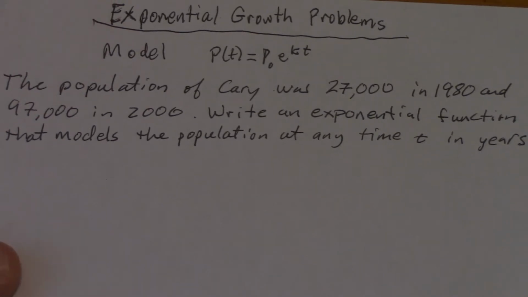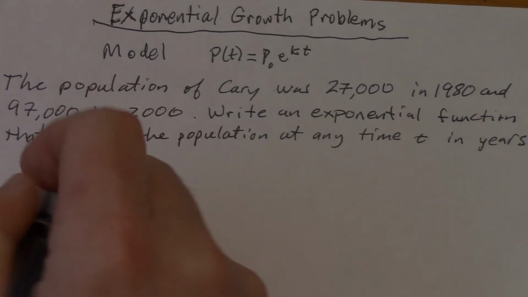Alright class, in this video we're going to talk about exponential growth problems, and we are going to use the model P of t equals P0 e to the kt. We're not going to use a times b to the x because we're not expecting a and b to be integers. So we should use this model, there's lots of reasons to use this model, and this is what is to be expected of you. So don't use any other model. Alright, hopefully that's clear now.